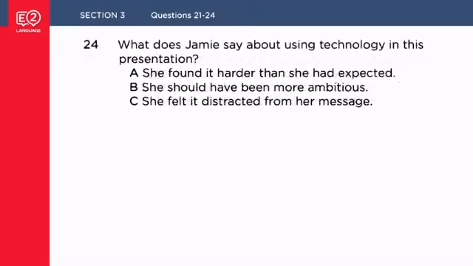For question 24, I'm going to show you the script and the correct answer, but this time I want you to tell me why that answer is correct and what the two distractors are in the script. Pop it in the comments below.